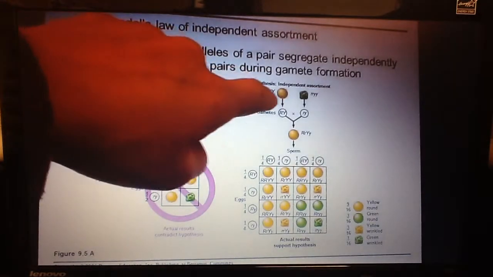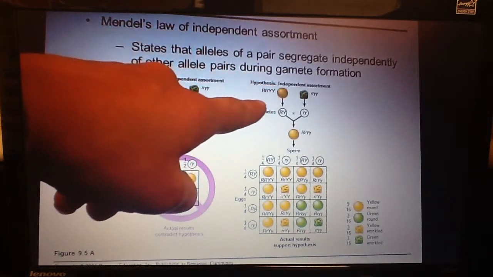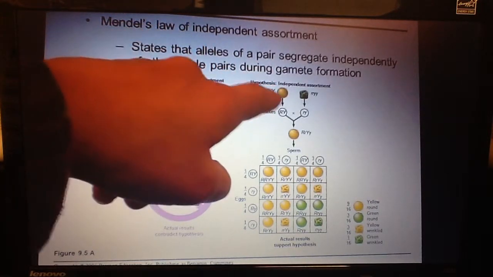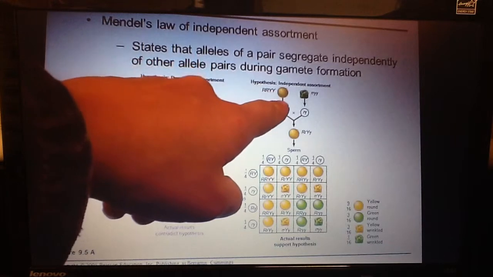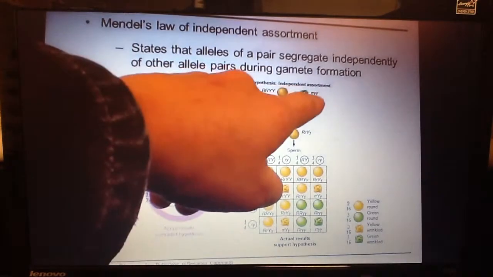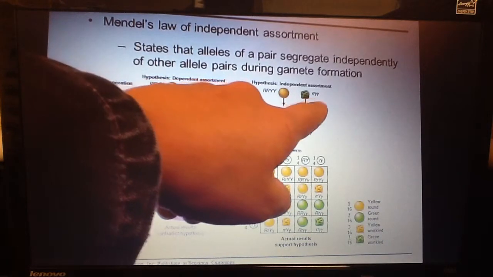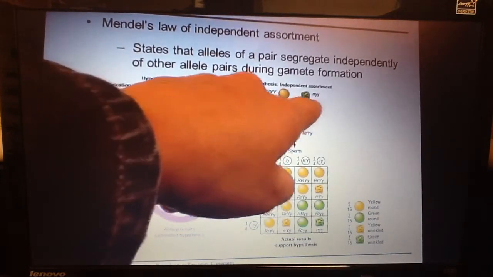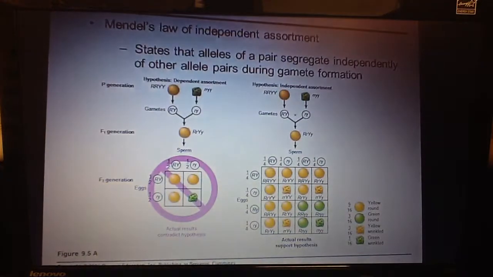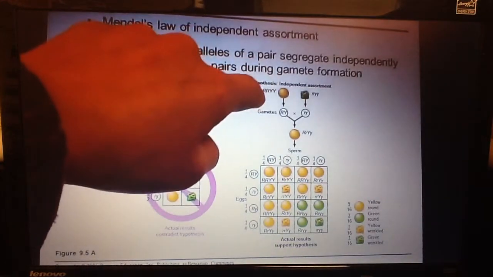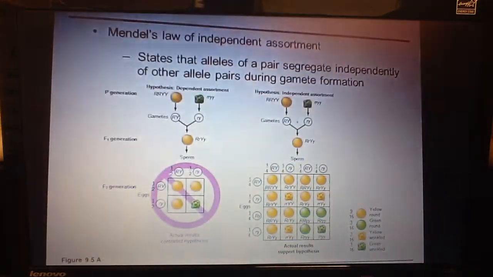So he was looking to see, okay, if I have a homozygous dominant round, homozygous dominant for yellow, this is my P. I'm going to have a homozygous recessive for my wrinkled, and a homozygous recessive green trait for these. So they're both homozygous. This parent is dominant, this parent is recessive.